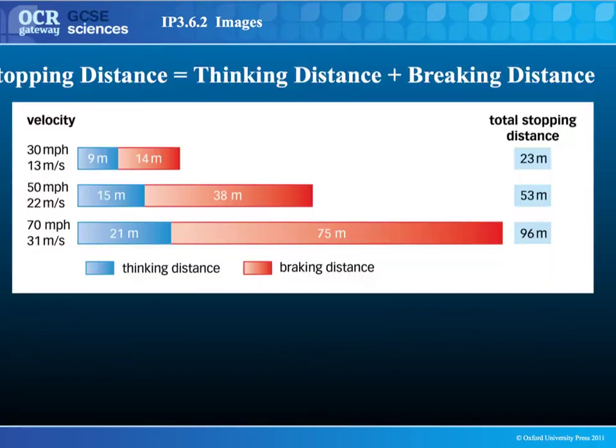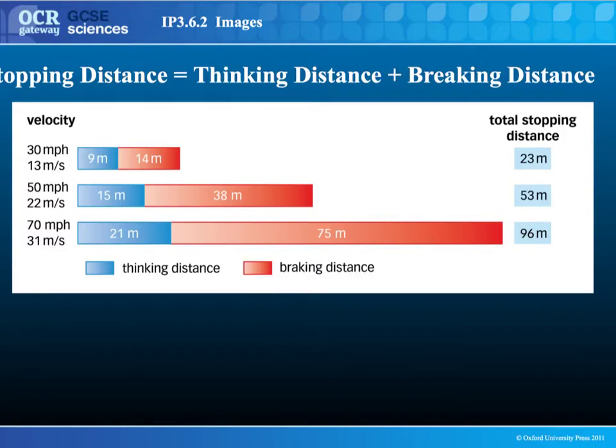This here is the information you would find in the Highway Code on stopping distance for various different speeds. So speed is given down the left hand side and the total stopping distance is on the right. You will notice that the stopping distance is split into two different things. They are the thinking distance and the braking distance.